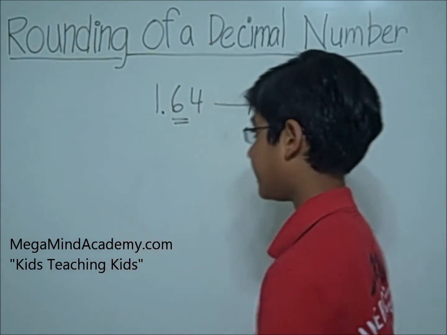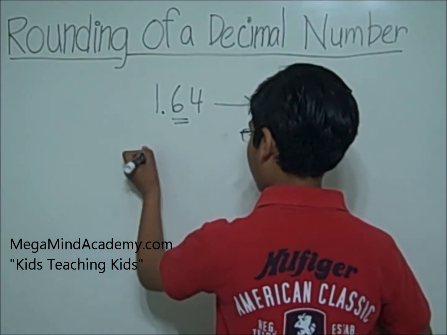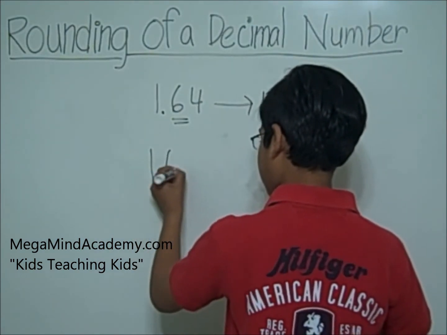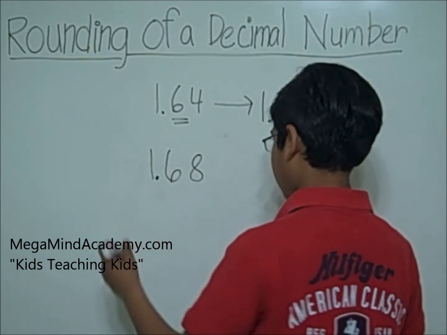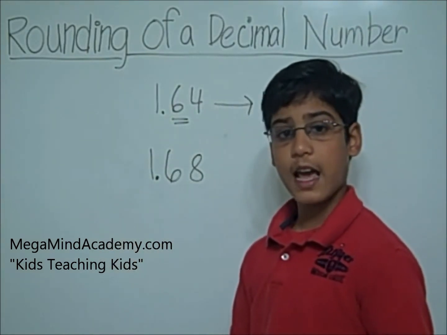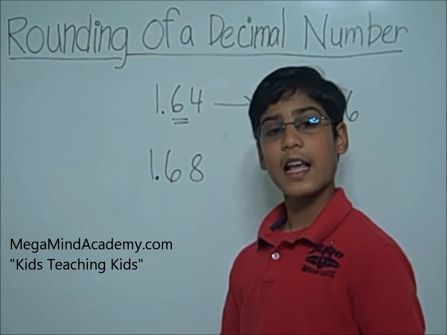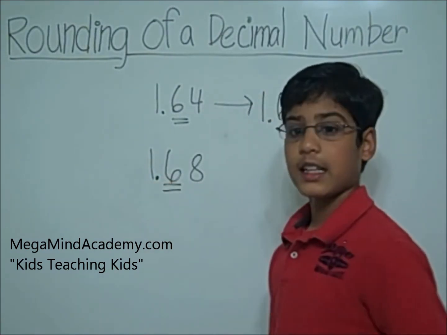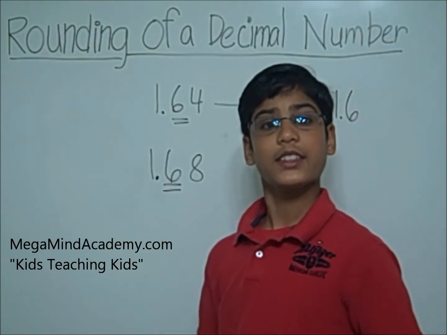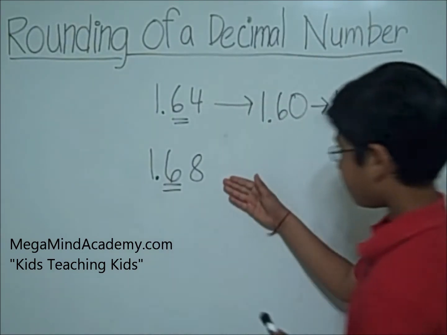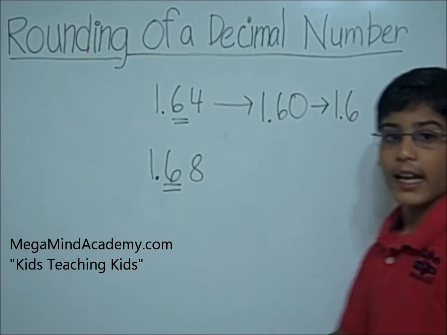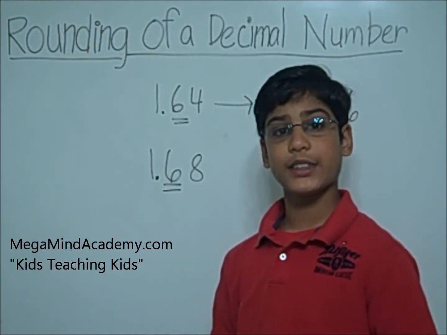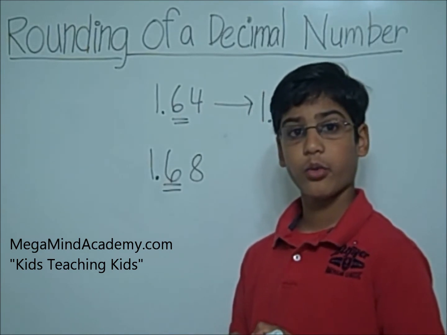Let's say our number is 1.68. We are going to round to the nearest tenth. The digit in the tenths place is 6. The digit on the right side of 6 is 8. 8 is greater than 5. So the 6 turns into a 7 and the 8 turns into a 0.